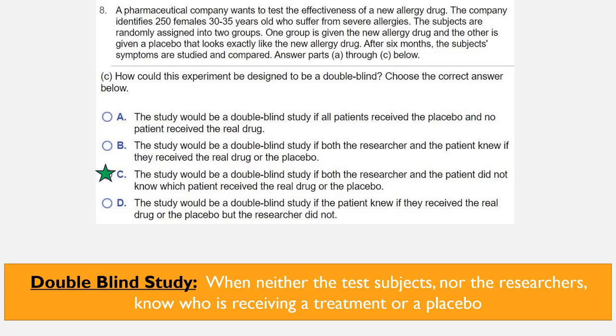The study would be a double-blind study if both the researcher and the patient did not know which patient received the real drug or a placebo. And those are your answers.